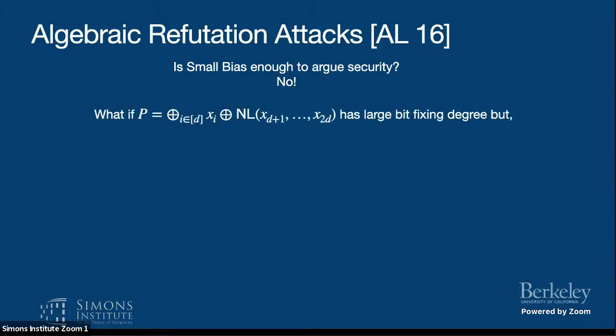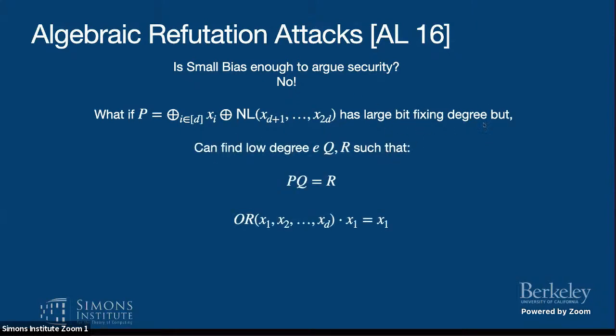And it's also a cute insight. The idea is that, think of a predicate P which has large bit fixing degree. As a consequence, it's small bias. But let's say, hypothetically speaking, I can find two small degree predicates Q and R, let's say their degree is E, such that when I multiply P with Q, suddenly the degree reduces to E, meaning I result in another predicate, which is also low degree.